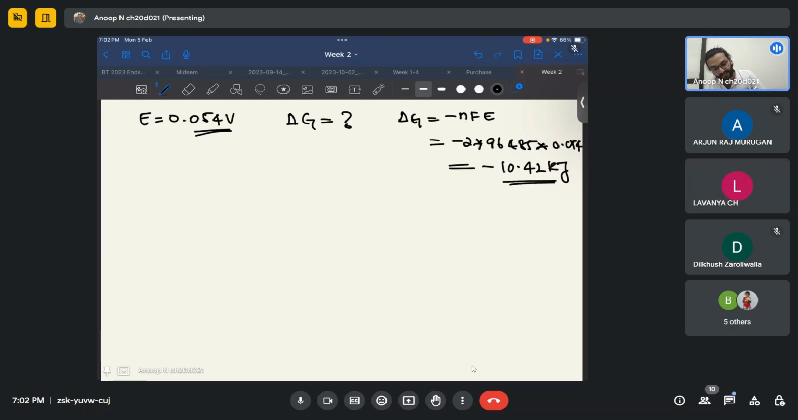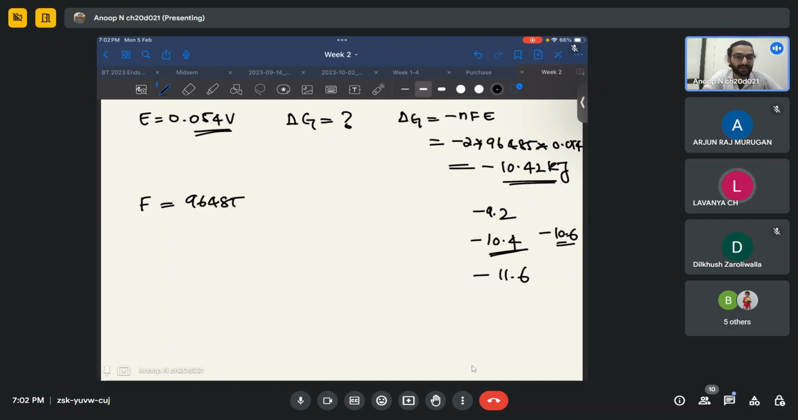Yeah, that's fine. You can write. The last class also I have written in many ways. So the F value we can write as 9648. If it is a multiple choice question, you'll be getting answers like minus 9.2, minus 10.4, minus 11.6. So if you change, how much will it change? It may go up to minus 10.6 maybe. So the answer will be well distinguished.